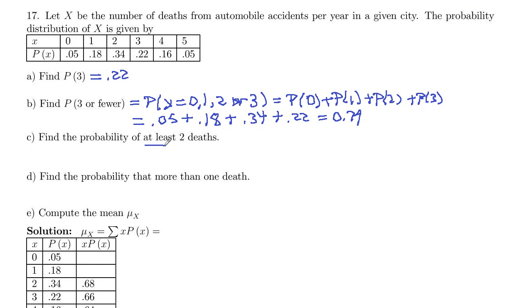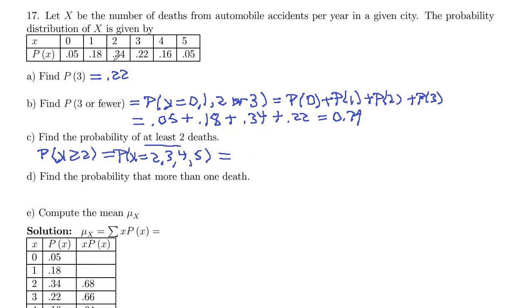Probability of at least 2 deaths. So we would write that as probability that x is greater than or equal to 2, which would be 2, 3, 4, or 5. And again, those are or probabilities, 2 or 3 or 4 or 5. So it's an addition rule like we did up here.